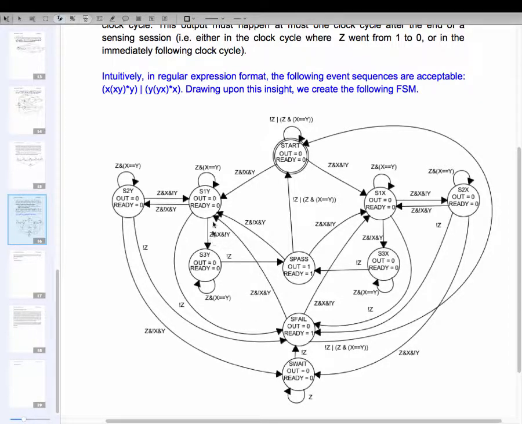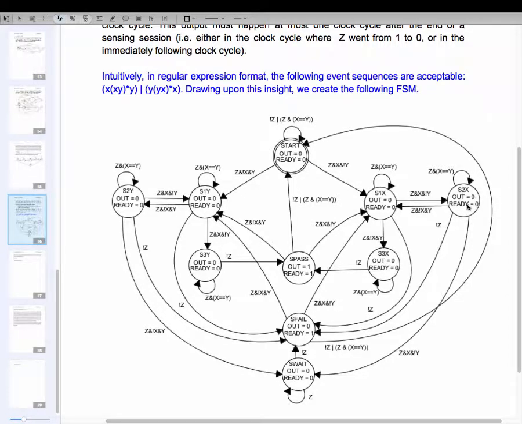And then there are a bunch of conditions out here. Let's look at, let's say, this guy. I'm going to be here. That corresponds to that I have seen X, I have seen a bunch of XY, and then I have seen an X. That's why I'm out here. And let's say the session ends while I'm in this state. If the session ends, then it's a failure. So if I'm in the state and the session ends, I see a not Z, I go to my failed state out here.